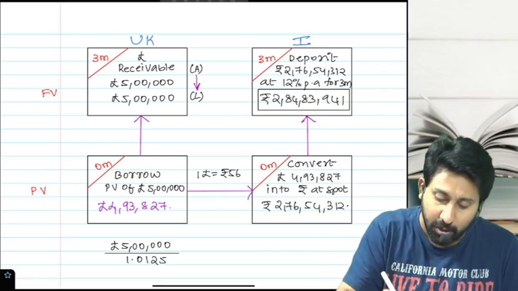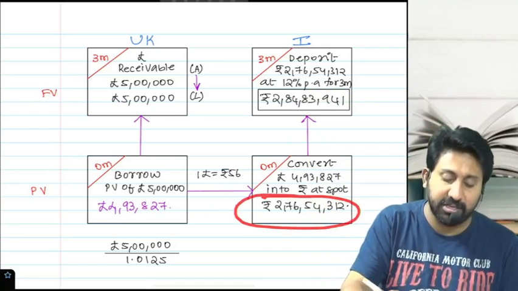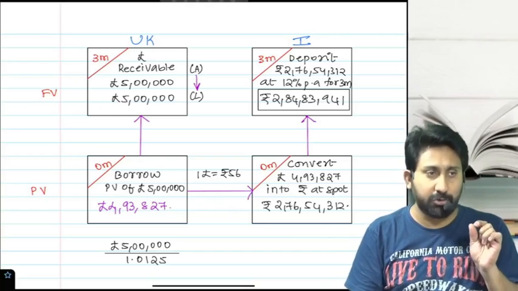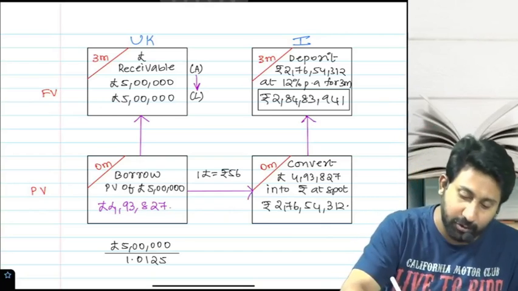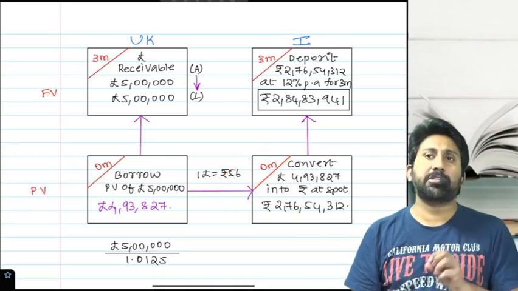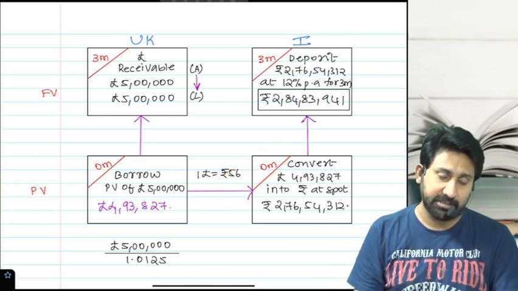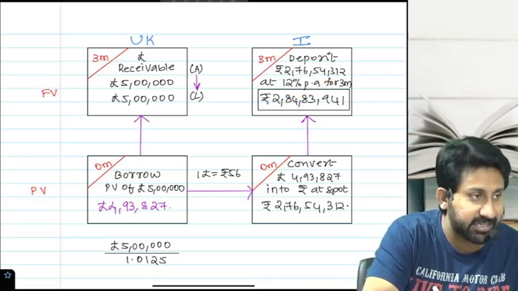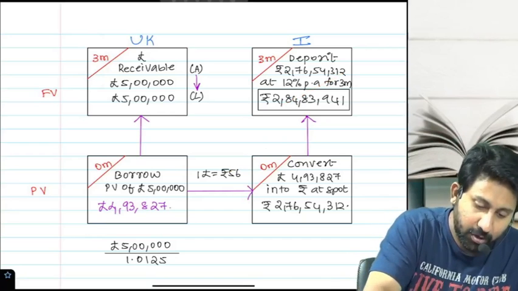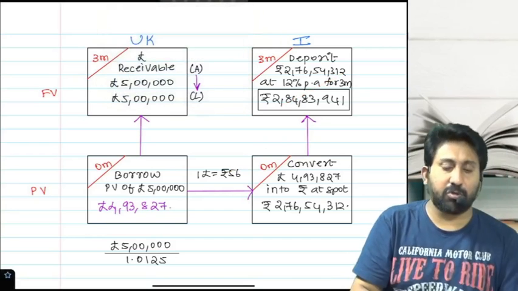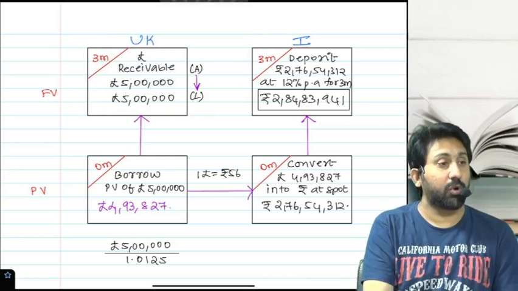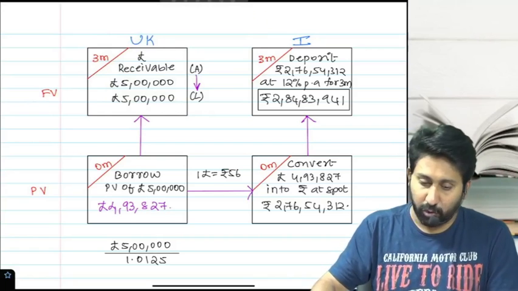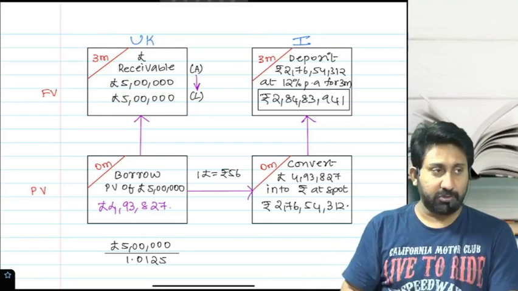Automatically, what will happen? 2,76,54,312, which you borrowed by converting the pounds into rupees, that amount will be received today. So what you will do, you will deposit it for 3 months, which matures to 284,83,941. Do you know what it technically means? See here, 2 crore 84 lakh 83,941 is the total receipt. So take a calculator.